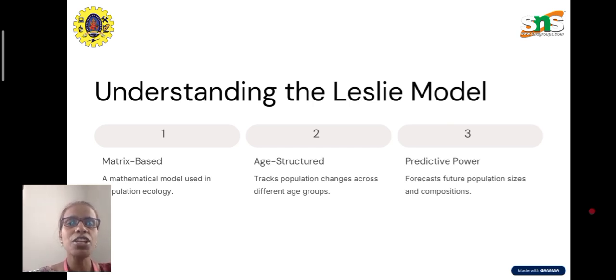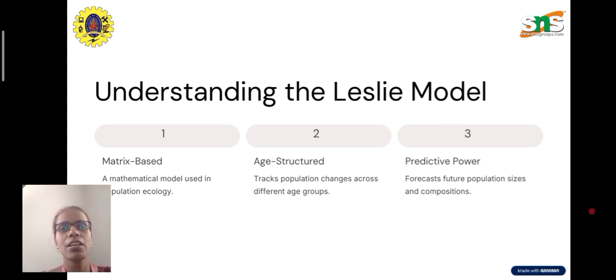So the first thing is we need to understand what we mean by a Leslie model. There are 3 steps we need to follow. The first thing is we need to form the matrix, so it is matrix based. That is a mathematical model which is used in population ecology. The second thing is we are going to have a structure: we are going to analyze the age, and for that we need to track population changes across different age groups. And the third thing is we need to predict, so that we can forecast the future population sizes and compositions.